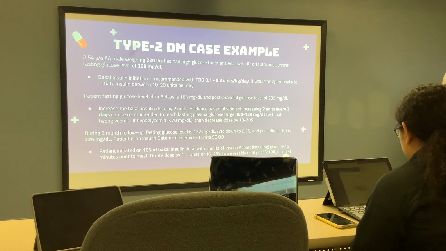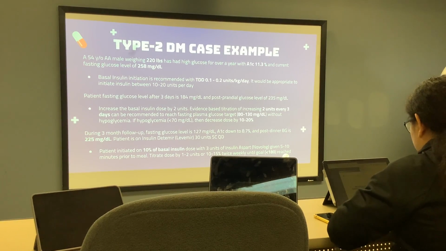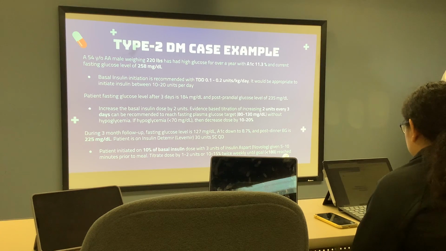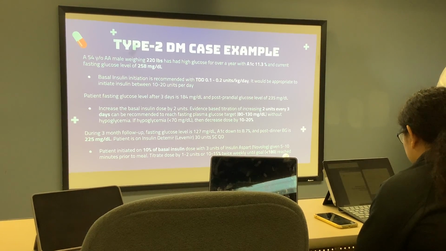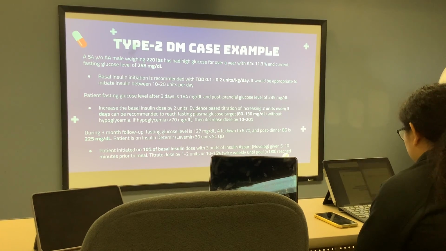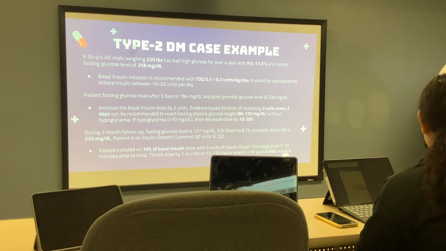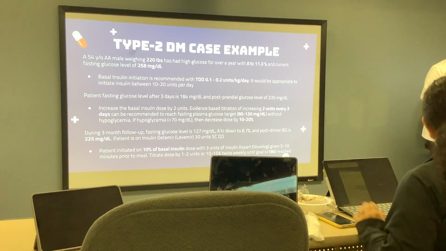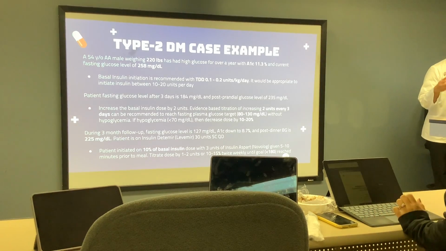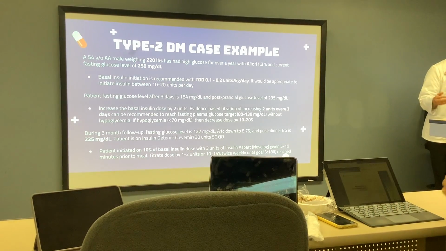So here are some calculations. We can go over this example. A patient weighing 220 pounds with an A1C of 11.3% and a fasting glucose of 258 milligram per deciliter. Since the A1C is more than 10%, the basal insulin would be preferred over GLP-1 receptor agonist. So we can start the basal insulin at 10 to 20 units per day, based on this calculation of total daily dose of 0.1 to 0.2 units per kilogram per day.